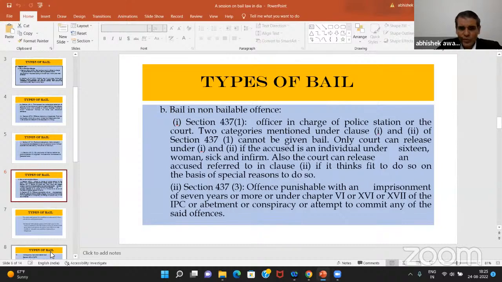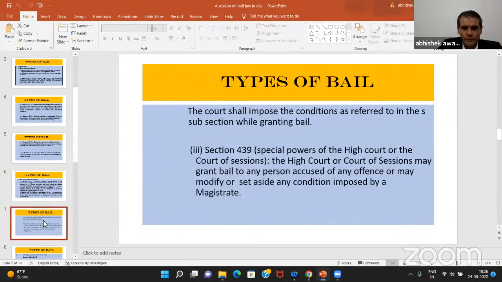Now comes 437(3). This applies to an offense punishable with imprisonment up to 7 years or more, or an offense under chapter 6, 16 or 17 of the IPC, or the abetment, conspiracy, or attempt to commit any of said offenses. That same section 437(3) says, now the power is given to the court, not to the officer in charge of the police station. The court shall impose the following 3 conditions, apart from some special conditions.